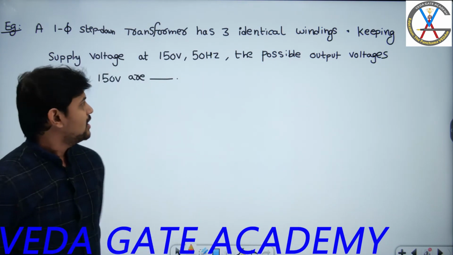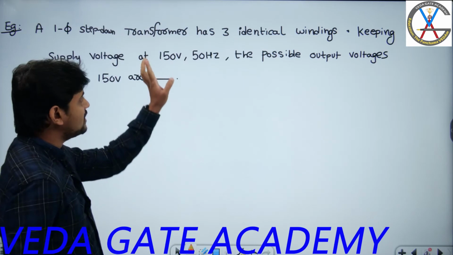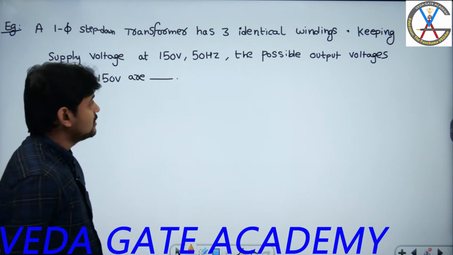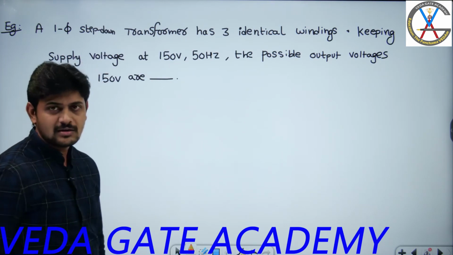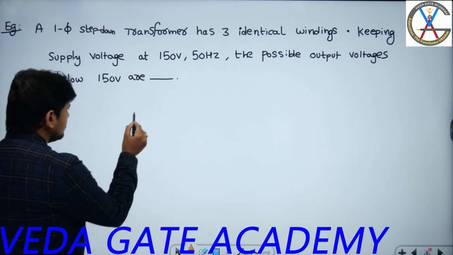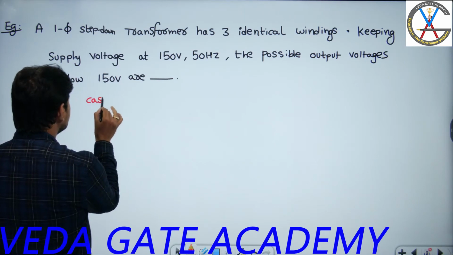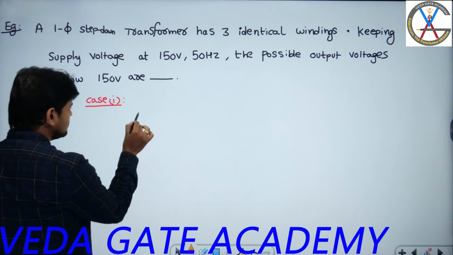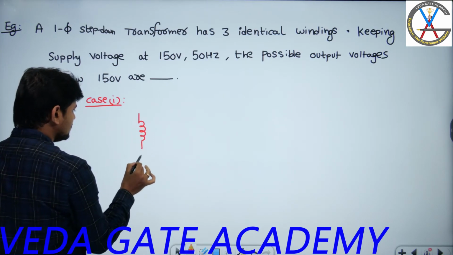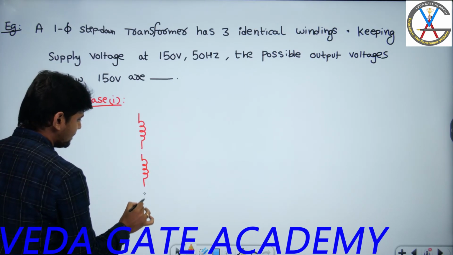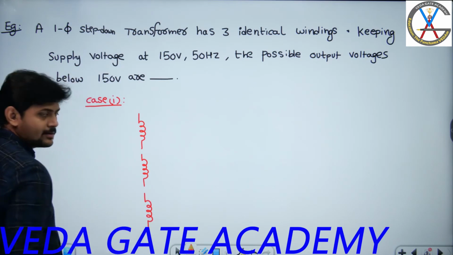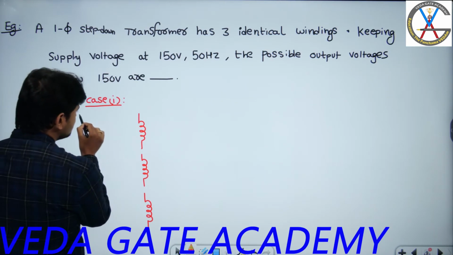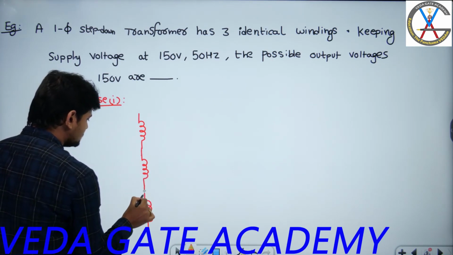Okay. So in fact, I forgot to mention these three identical windings are connected in series. Don't forget that. So these three identical windings are connected in series. In fact, I missed that. Right. Now, what I will do is, I will consider different possible cases, guys. The first possible case is, let us assume these are my three identical windings. Now, first let us try to connect these three windings in series.